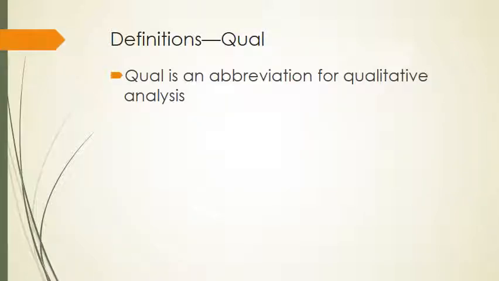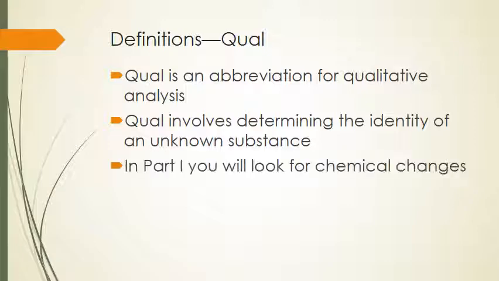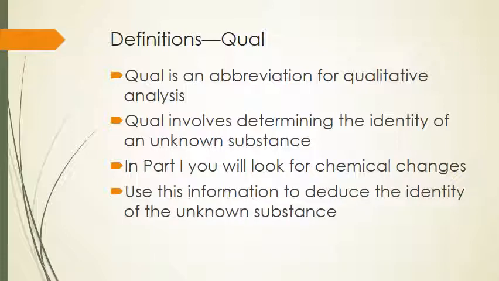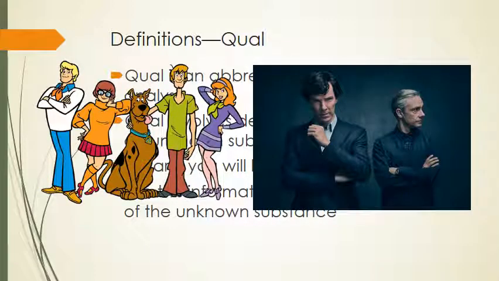So what do they mean by qual? Qual is an abbreviation for qualitative analysis. Qualitative analysis involves determining the identity of an unknown substance. Is something here? If so, what is it? In part 1, you will look for chemical changes. You will use this information to find the identity of an unknown substance. Basically, what you're doing is putting clues together and finding what the unknown is.